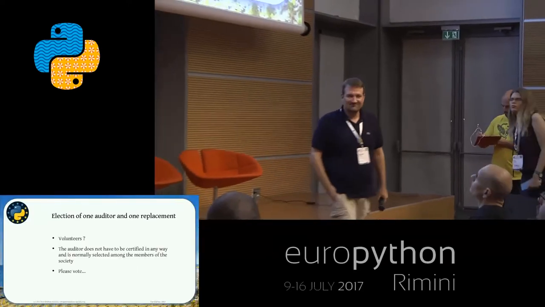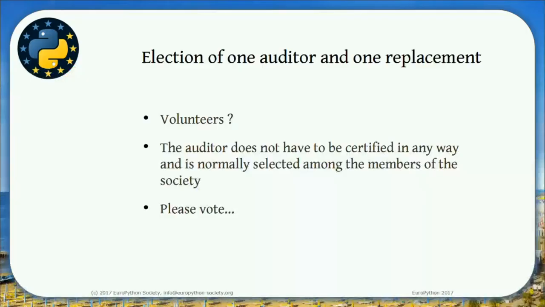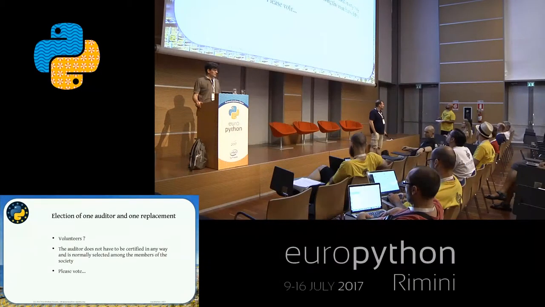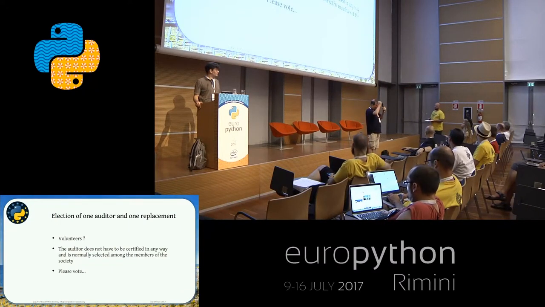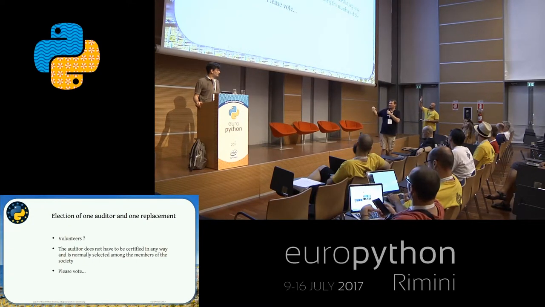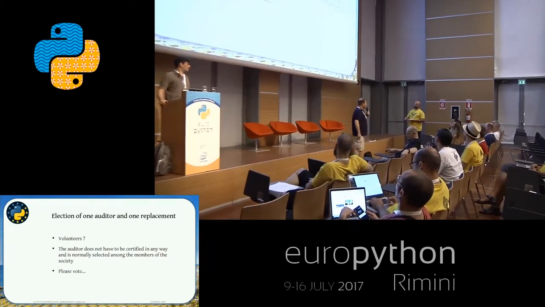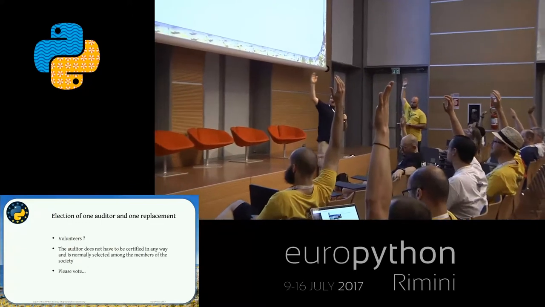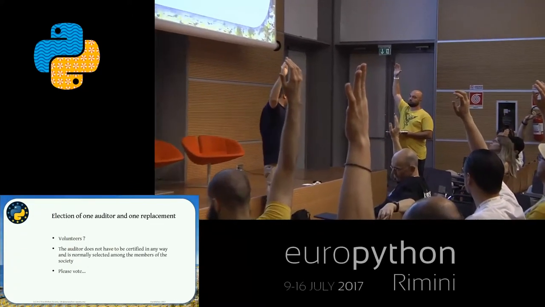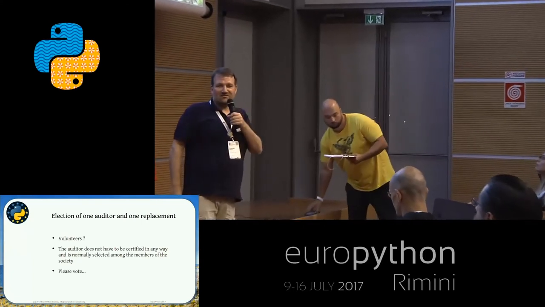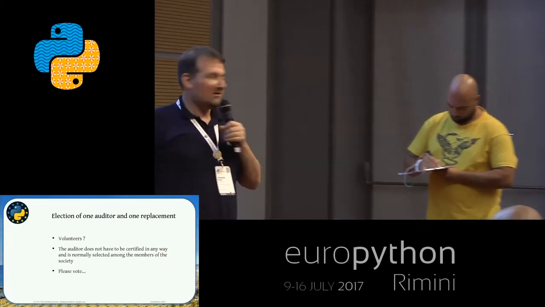Okay, next thing. We need again an auditor for the bank accounts, and we need one replacement in case the auditor becomes unavailable to do the actual auditing. Any volunteers for this? Okay, who's in favor that Stefan is the auditor for the EuroPython Society? It's just for 1 year. So 17 yes, abstain, nobody against, also nobody.